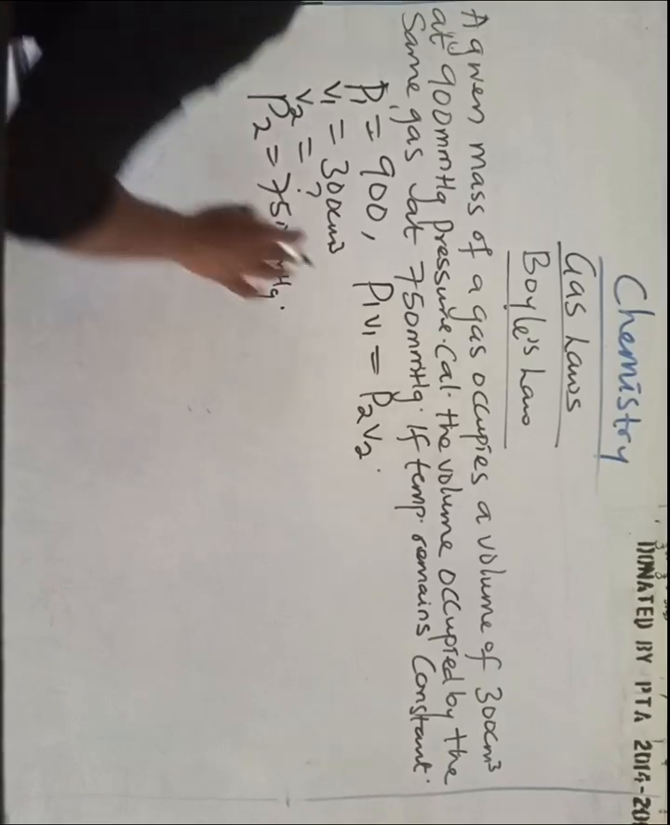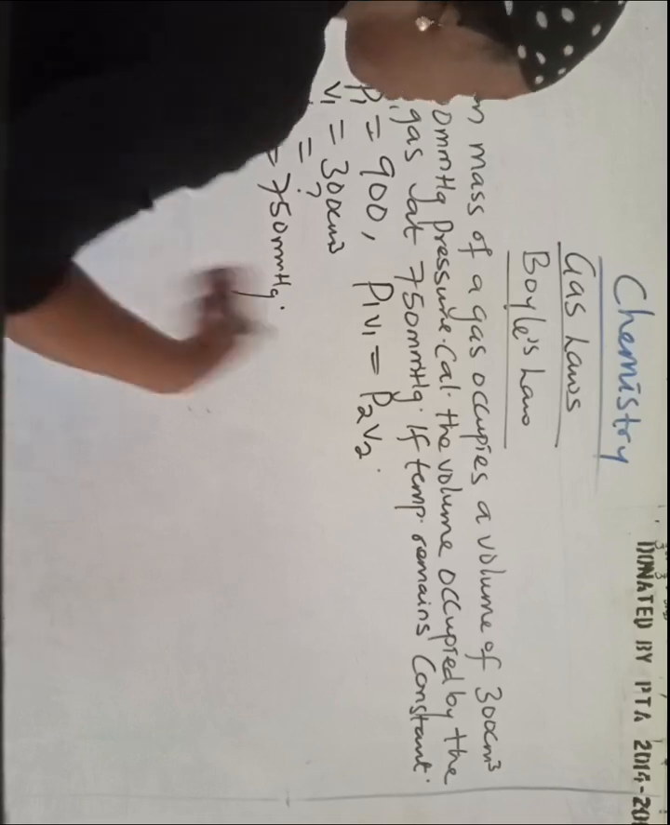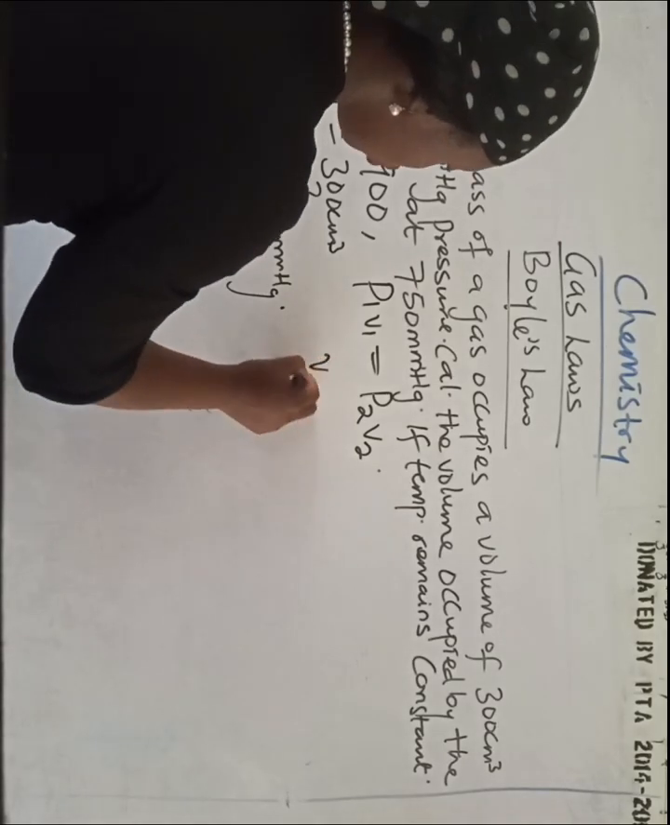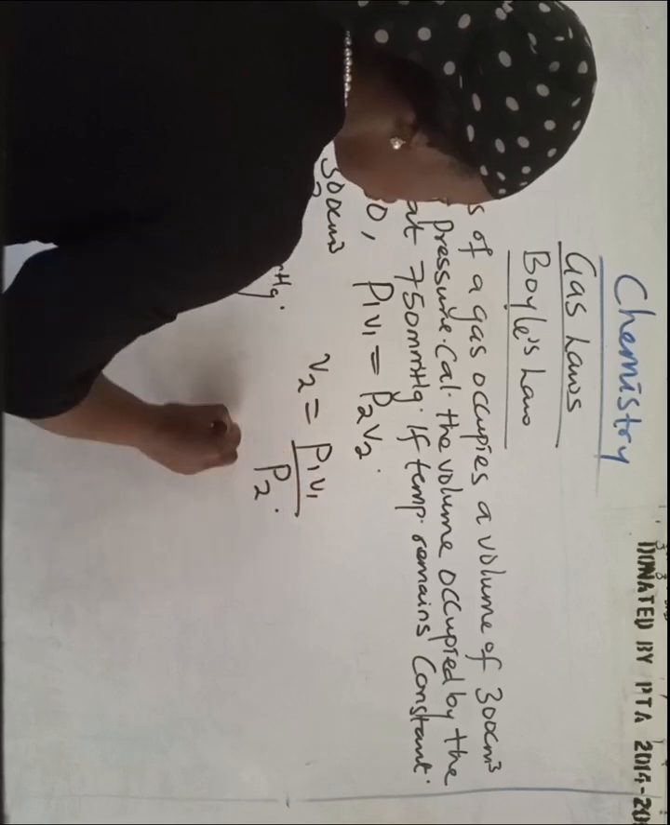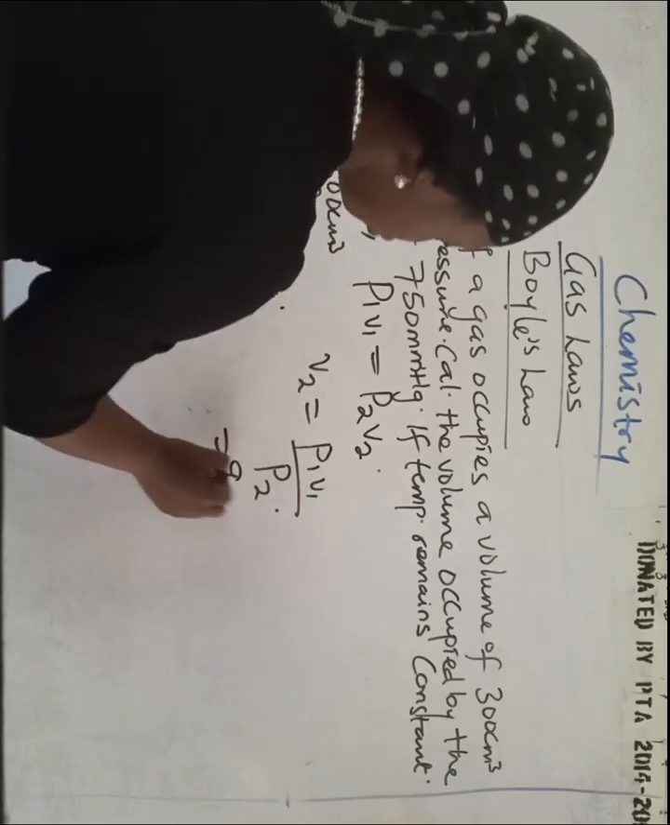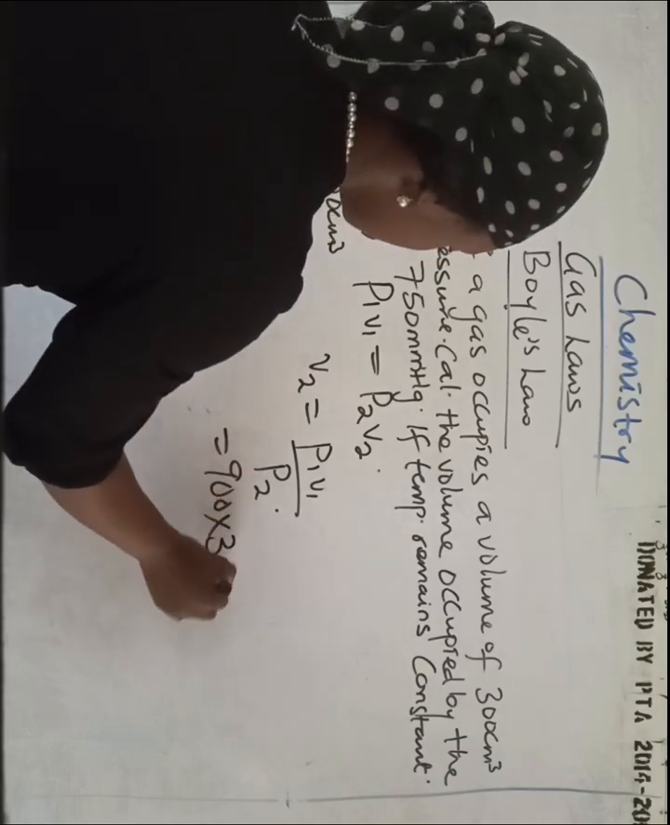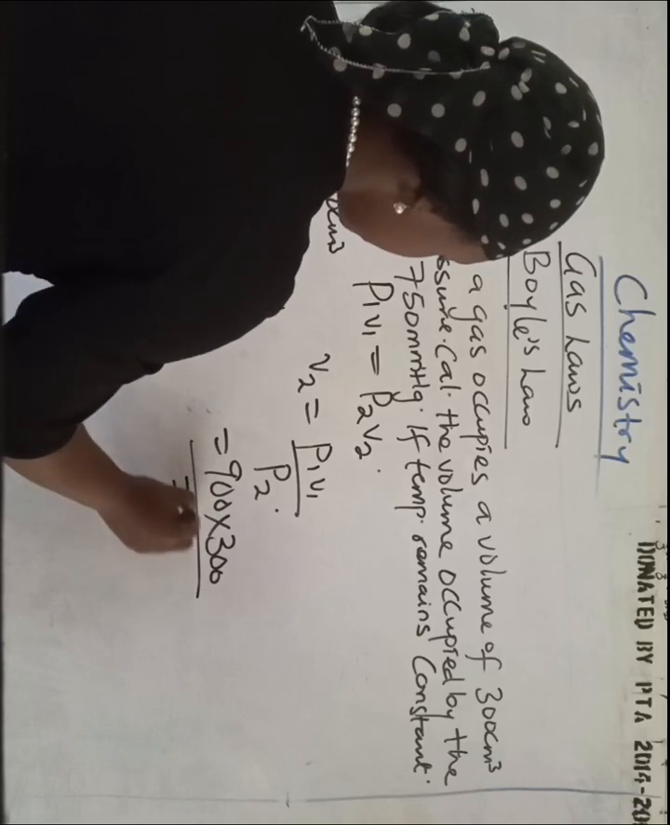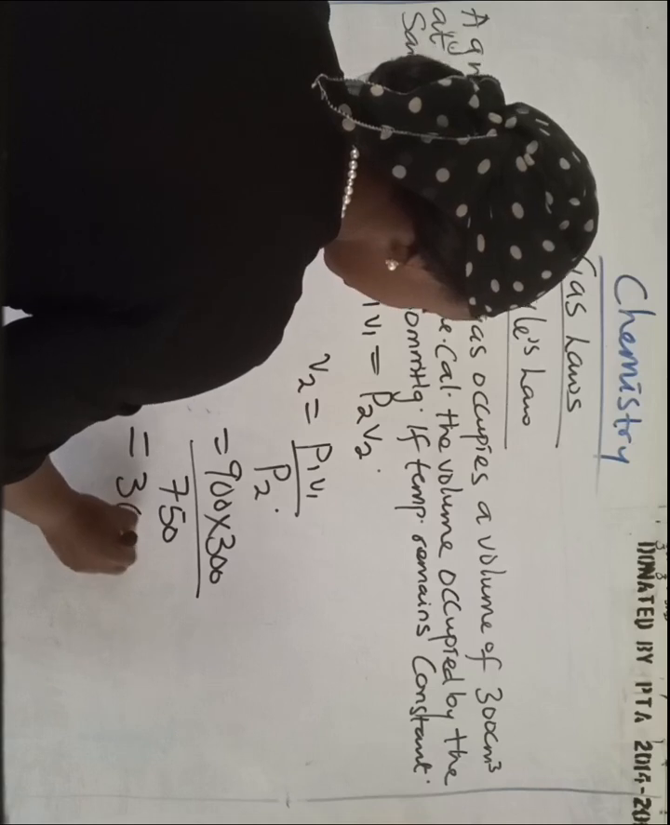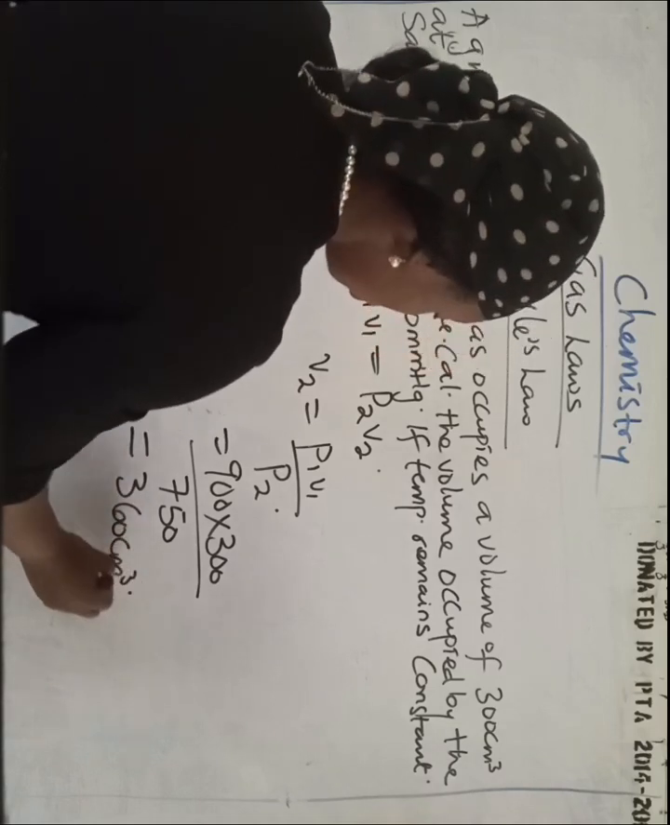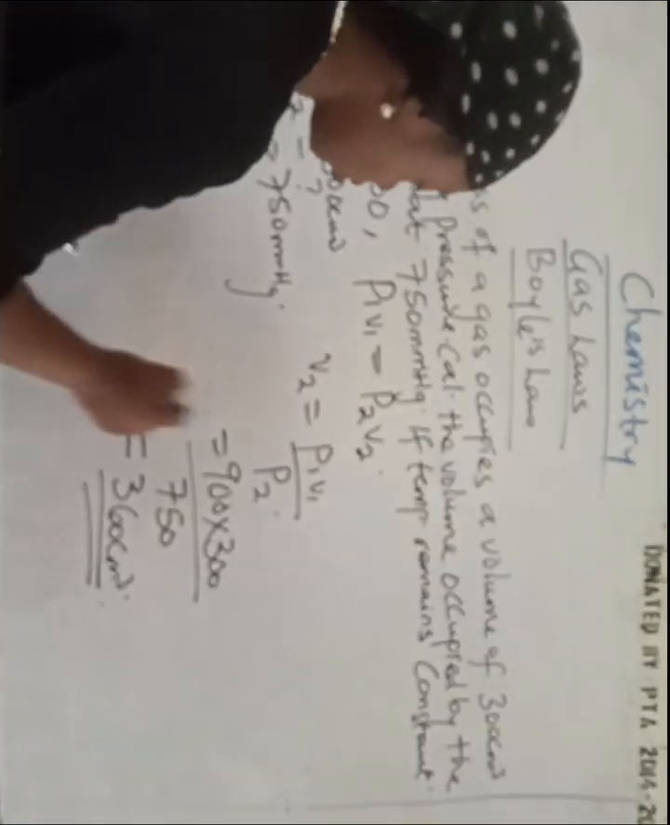So let's apply our formula. P1V1 equals P2V2, and I'm looking for V2, so I'll make V2 the subject of my formula. V2 is going to be P1V1 over P2. My P1 is 900 times 300 over 750. So my final answer here is expected to be 360 cm cube. Please always remember to write your unit at the end of the question.